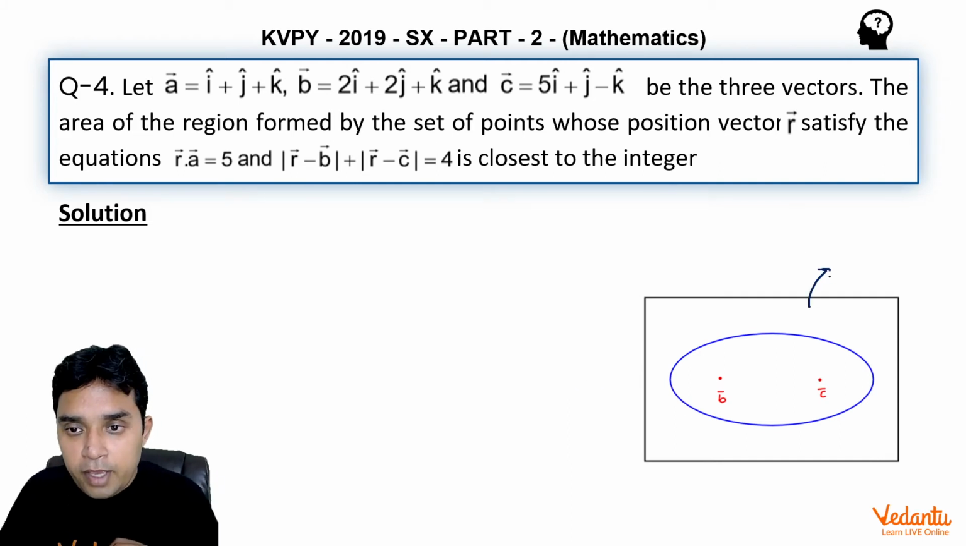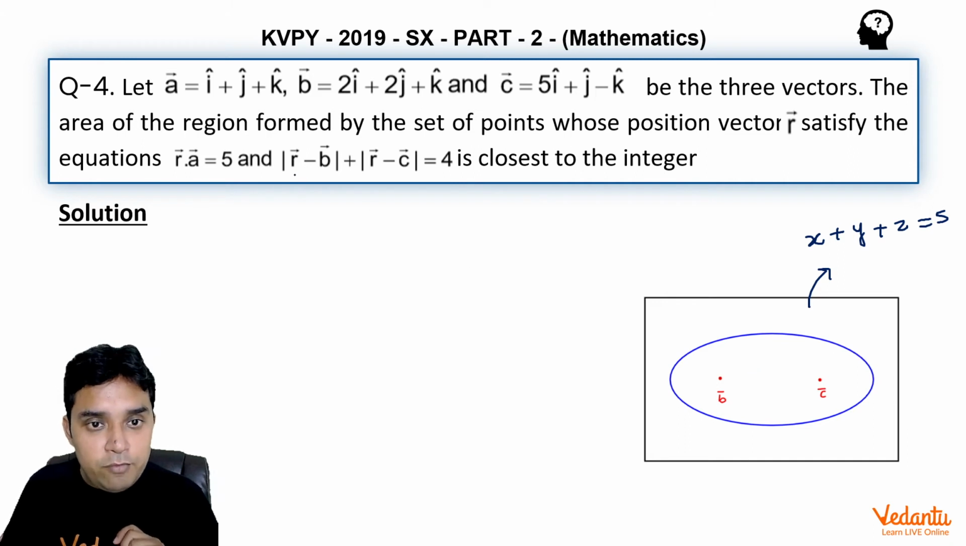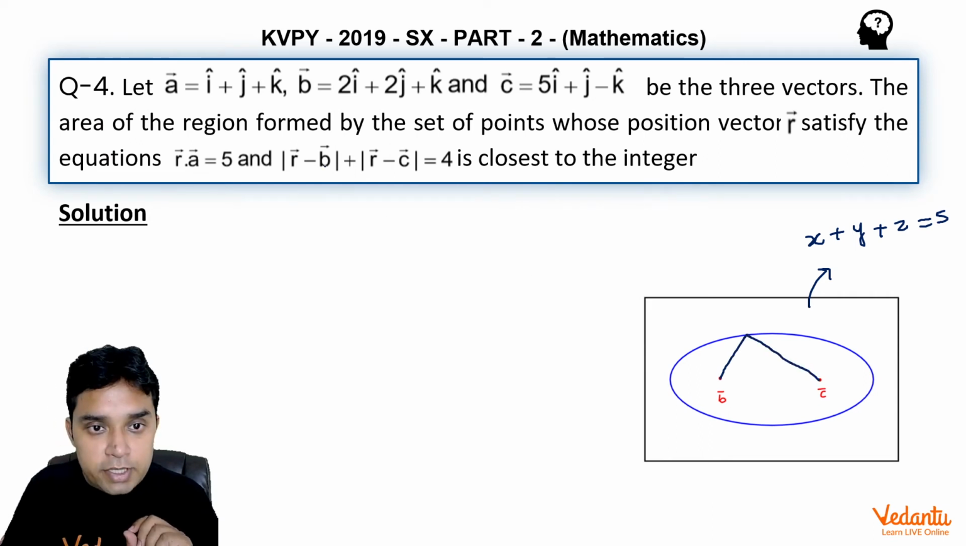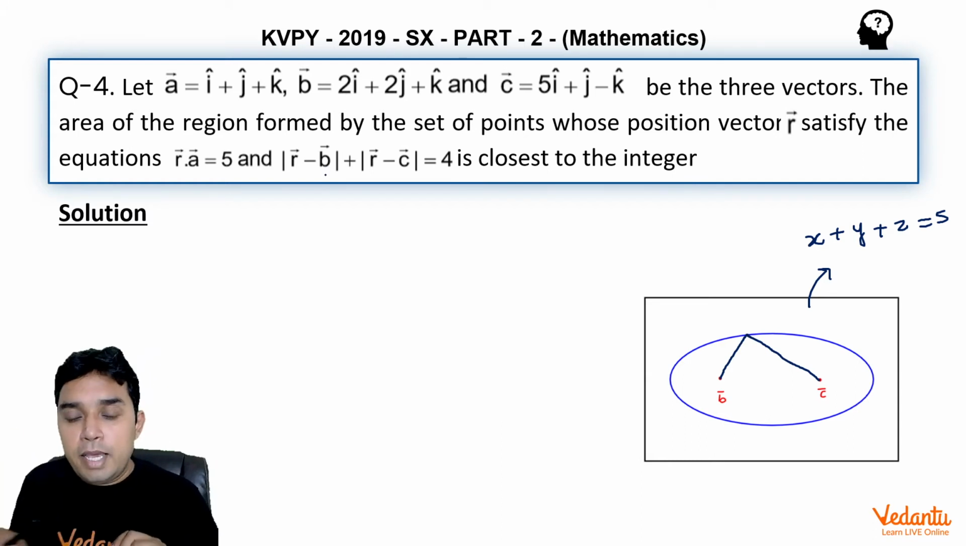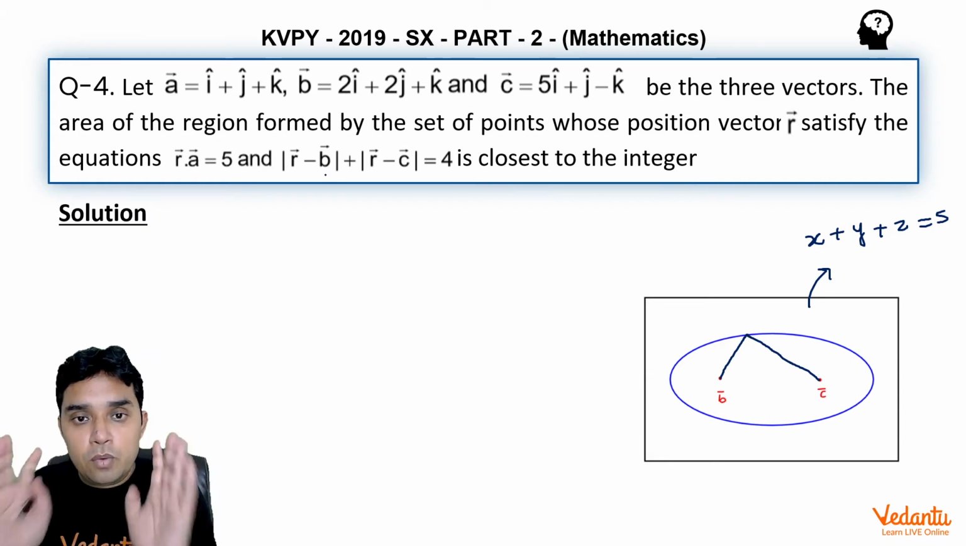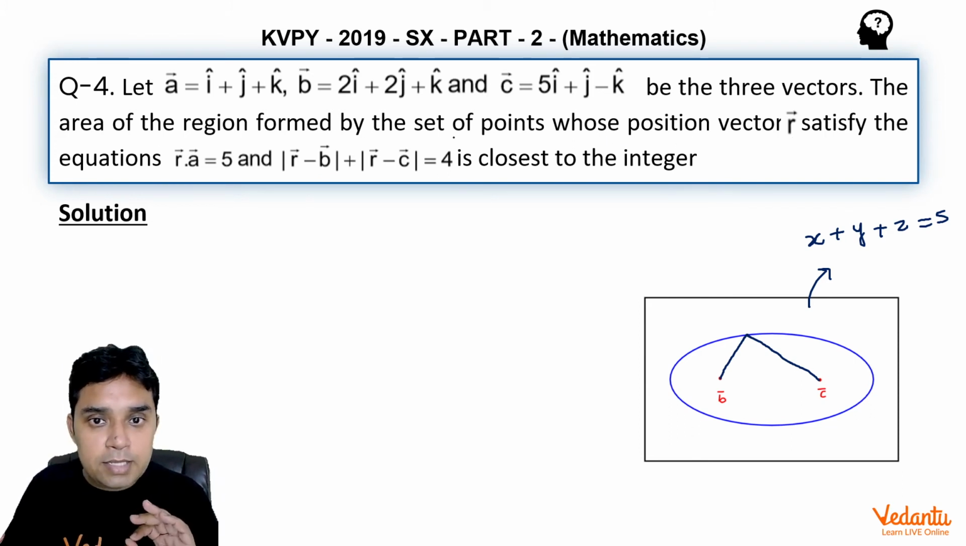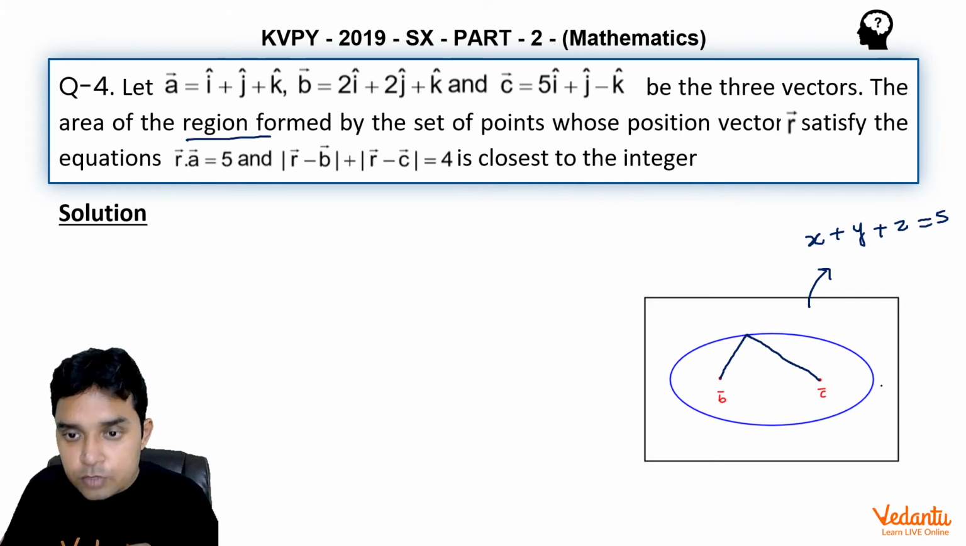Okay, now to understand that, let us make this kind of diagram. We have a plane x plus y plus z is equal to 5, and these position vectors B and C are lying in this plane, and we are given a variable point R such that the sum of its distances from B and from C is equal to 4. So this R should describe an ellipse in this plane, and we are looking for the area of this locus only. They are asking the area of the region, or area of the locus, in this plane.